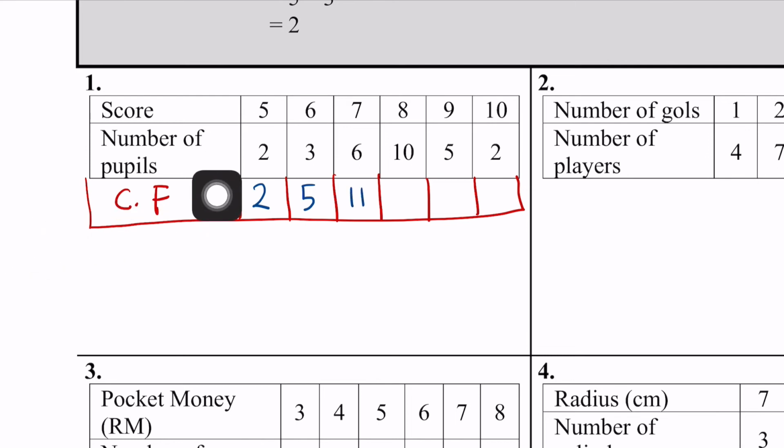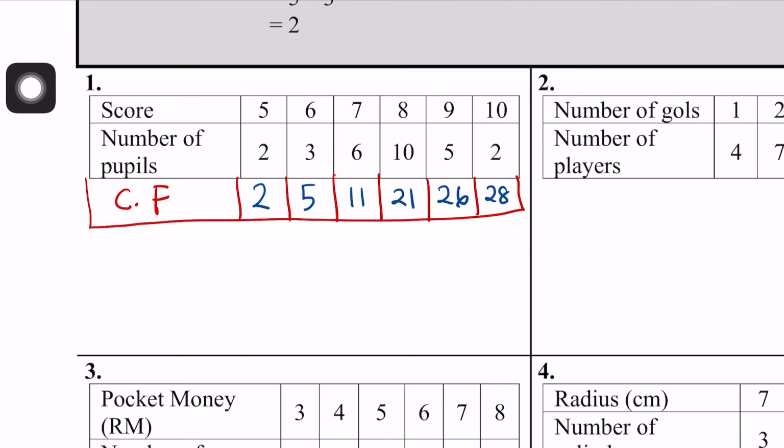Ataupun awak boleh buat 6 tambah 5. Ataupun sini 10, awak boleh buat 2 tambah 3 tambah 6 tambah 10, ataupun 11 tambah 10 dapat 21. Lepas tu 21 tambah 5 dapat 26. 26 tambah 2, 28. Okay, boleh? So next, kita kena cari first quartile.